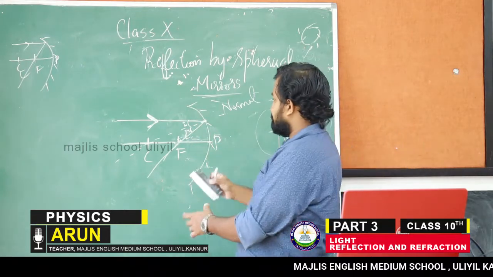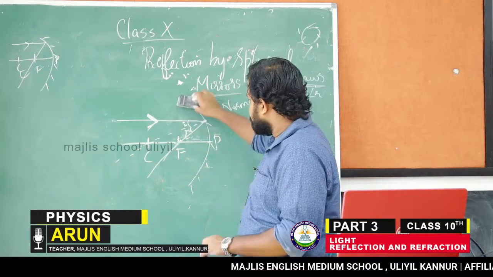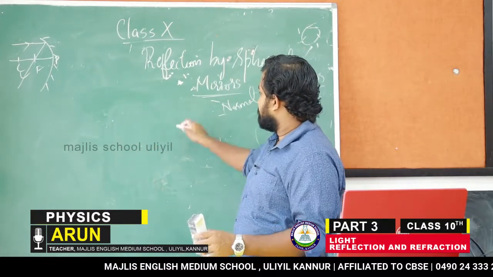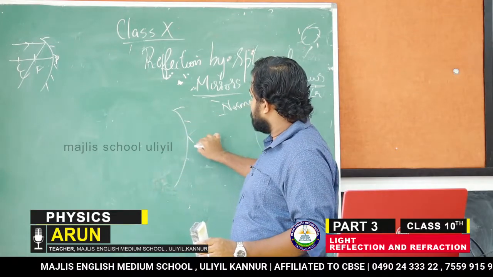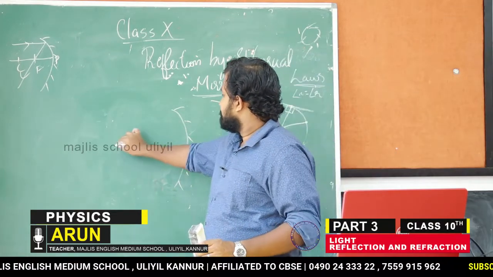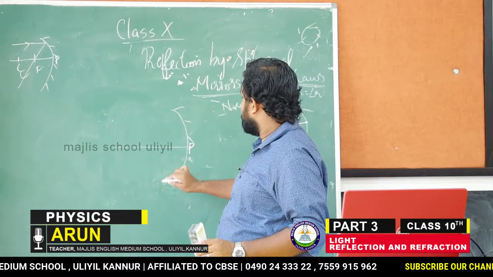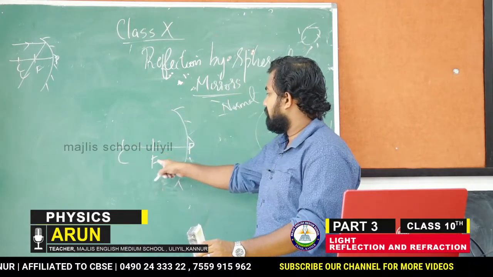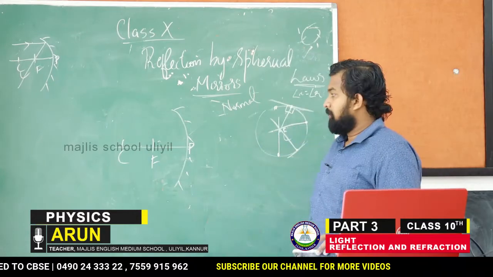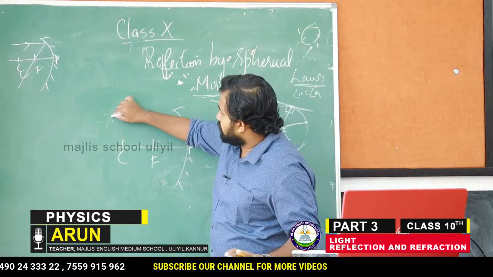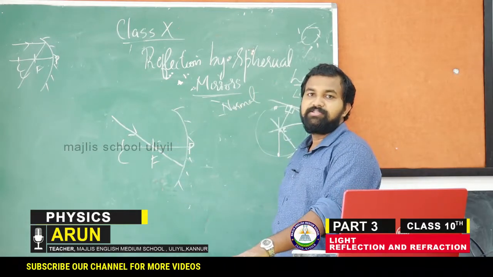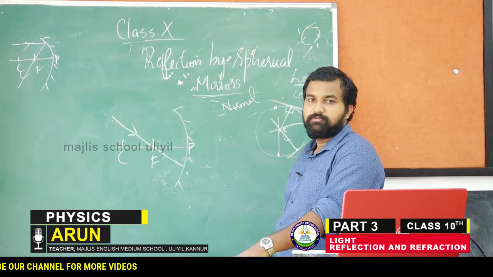Okay, then the next type of ray, in a concave mirror: pole, principal focus, center of curvature, the midpoint is the focus. If a ray is coming through the focus, what will happen?